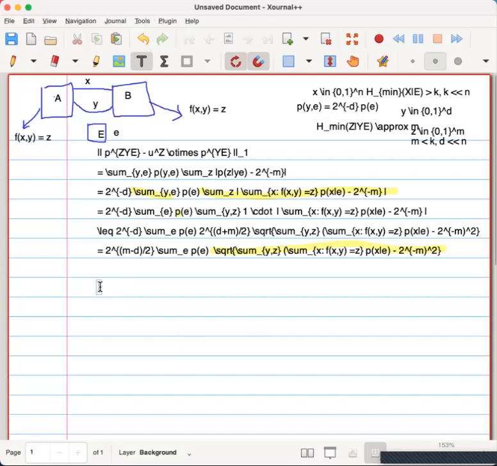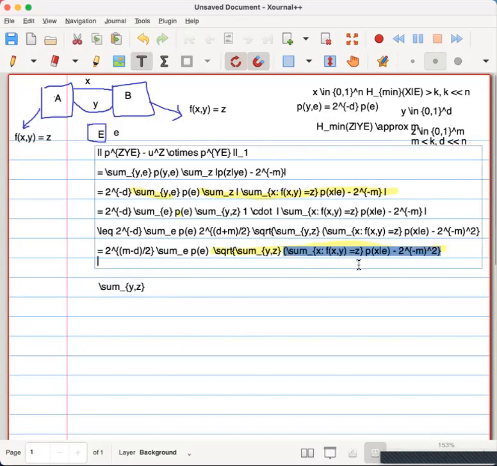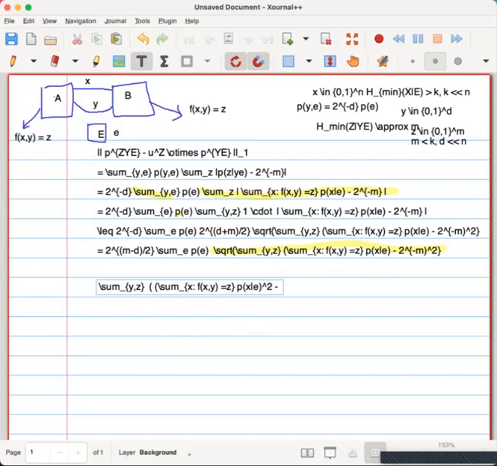Okay, so now let us evaluate the term inside the square root sign. Okay. So sum over y, z. So now there will be this square minus 2, whatever, 2 to the power minus n plus 1. Okay, then again this plus 2 to the power minus 2n. Okay, so I'm just opening up this summation in the Cauchy-Schwarz. So now, what is this equal to?